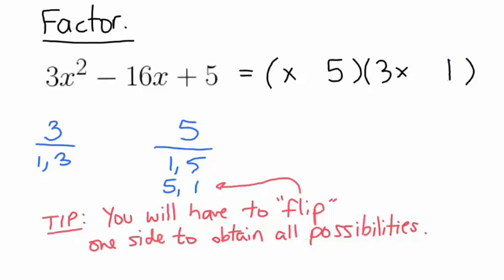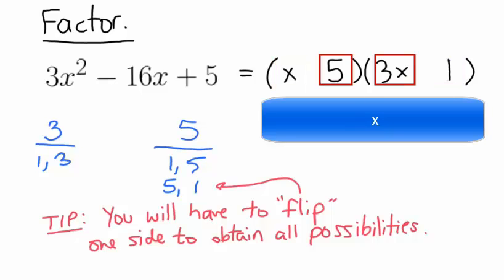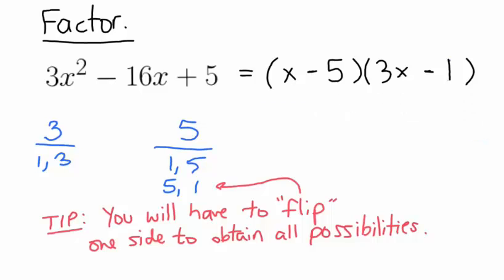Now let's try 5 and 1. Our two outer terms give us 1x, and our two inner terms give us 15x. However, we need negative 16. That means that both the 5 and the 1 must be negative in order to get negative 16. And we can double check by doing a quick multiplication in our heads. x and 3x give us 3x squared, negative 5 and negative 1 give us positive 5, and our two outside terms and our two inside terms, when multiplied and added, do give us the negative 16x.